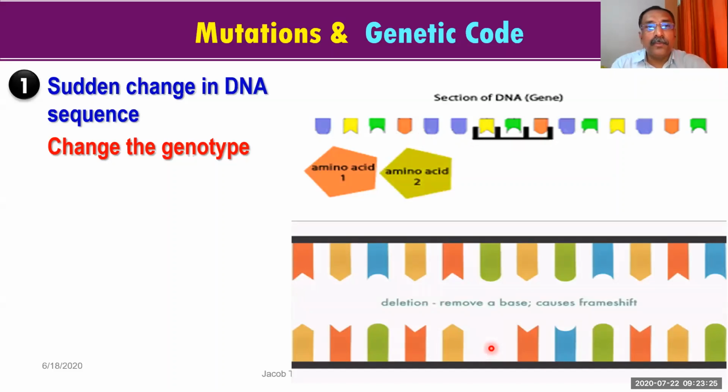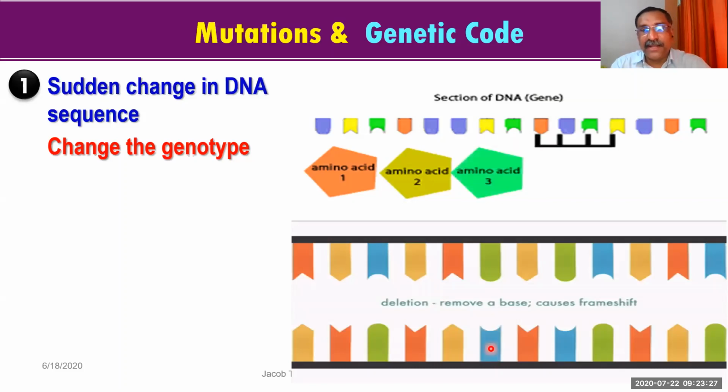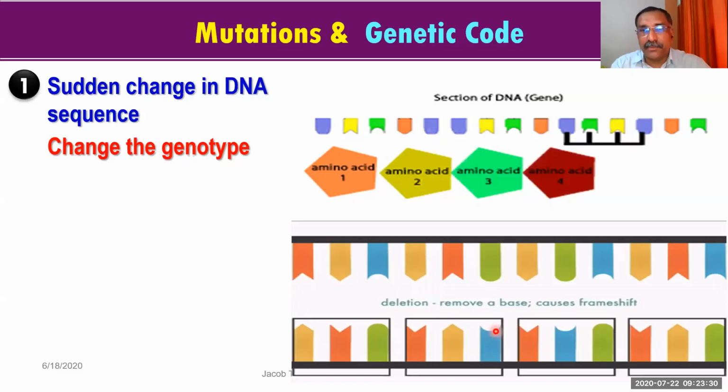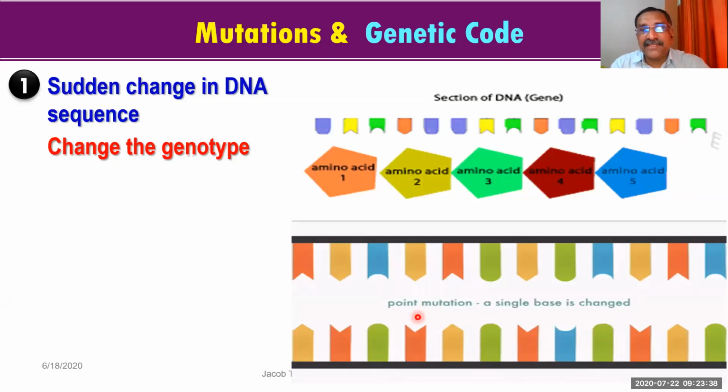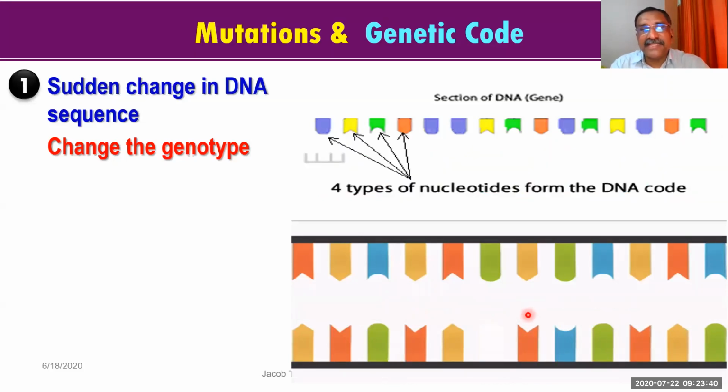That is called point mutation. Okay, that means one nitrogen base is removed. That causes a frame shift. Then we can say that is point mutation, or we can say that a single base is changed there in point mutation. Is it clear to you?